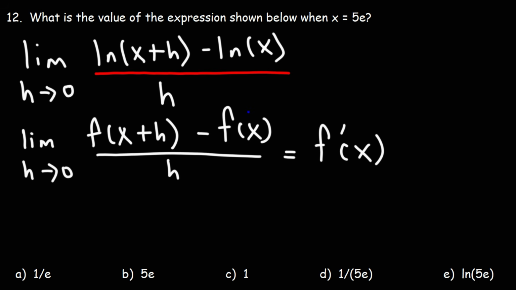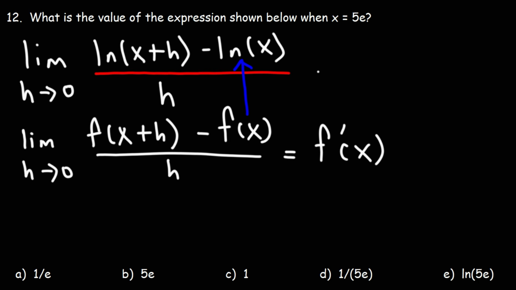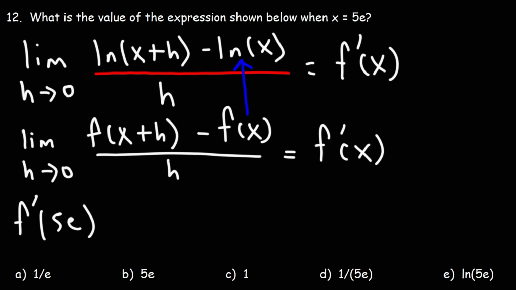So we can see that f of x is ln x. And what we want to do is find the value of this expression, particularly when x is 5e. So if this is f prime of x when f of x is ln x, what we're really looking for is f prime of 5e. That's what we want to evaluate.